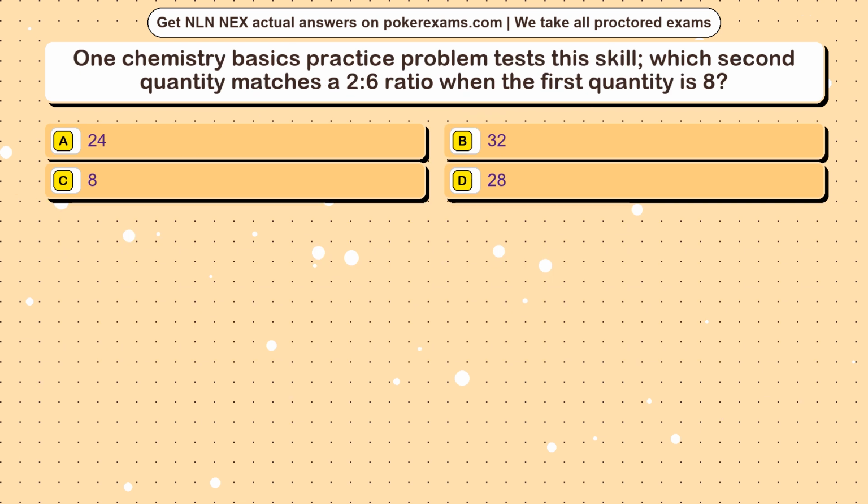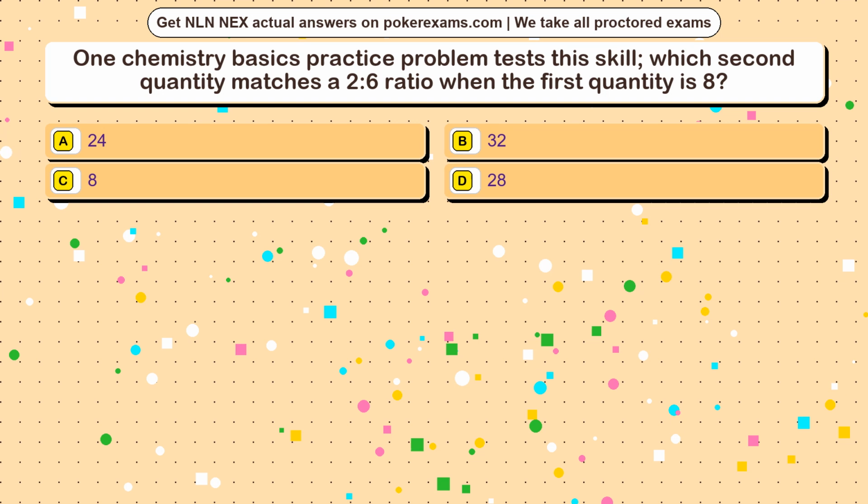Question 11. One chemistry basics practice problem tests this skill. Which second quantity matches a 2:6 ratio when the first quantity is 8? Option A, 24. Option B, 32. Option C, 8. Option D, 28.